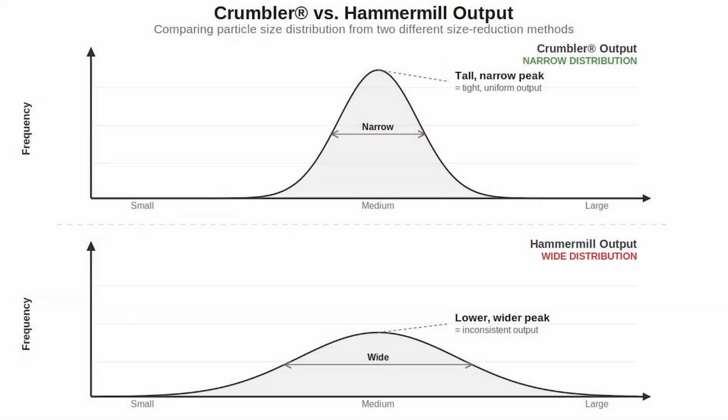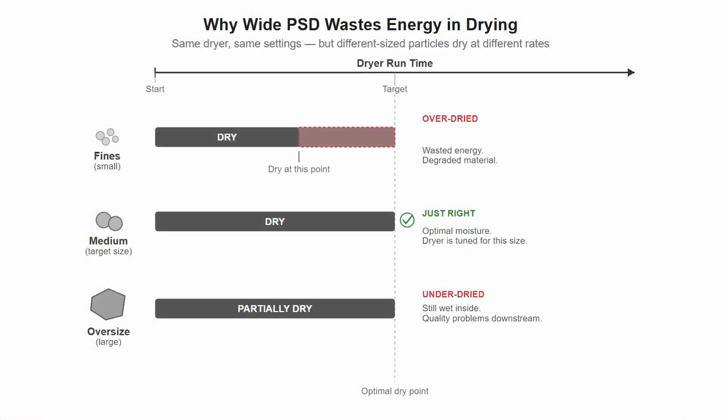You'll see on your screen these curves that show a narrow or tight particle size distribution. That means that you have more consistent and more uniform drying happening when you're going into the dryer. You don't have some particles coming out under-dried and some over-dried.